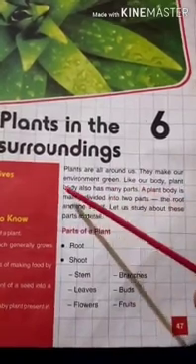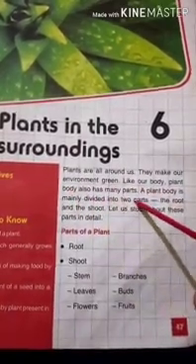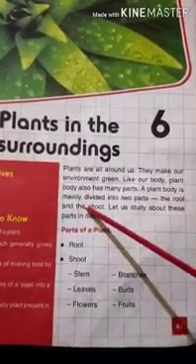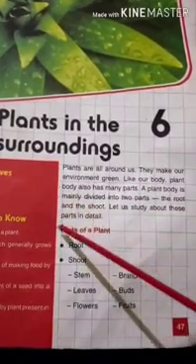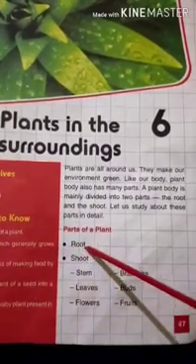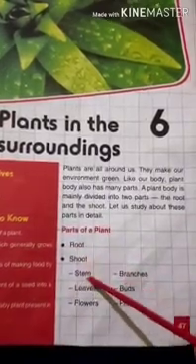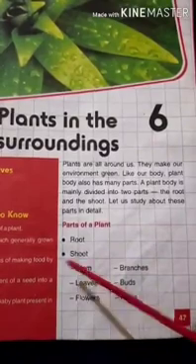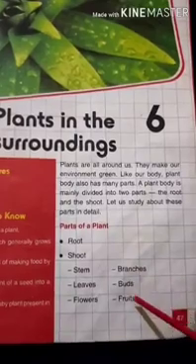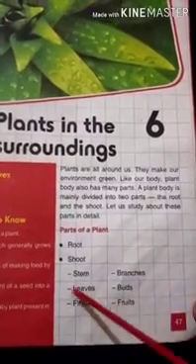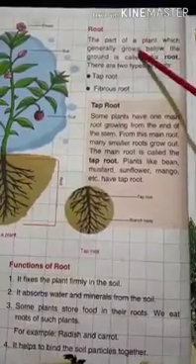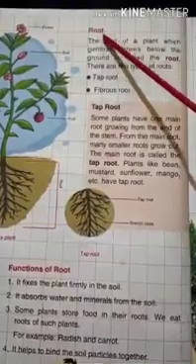A plant body is mainly divided into two parts. What are they? The root and the shoot. So today we will read about parts of a plant. Root and shoot. And here also see stem, leaves, flower, branches, buds, fruit. So these are the basic parts. Okay. So first we will study about root.